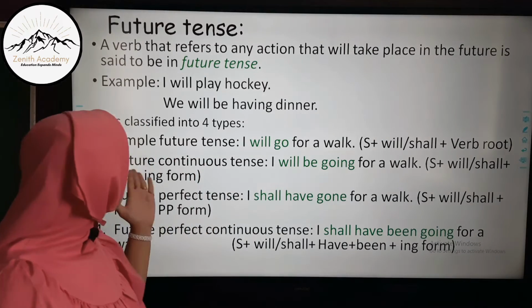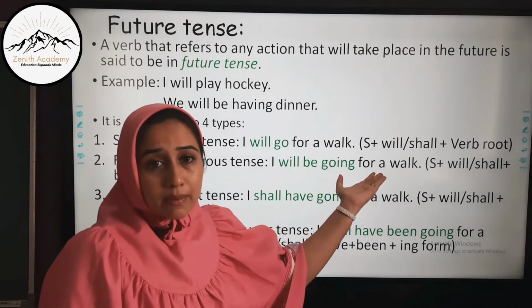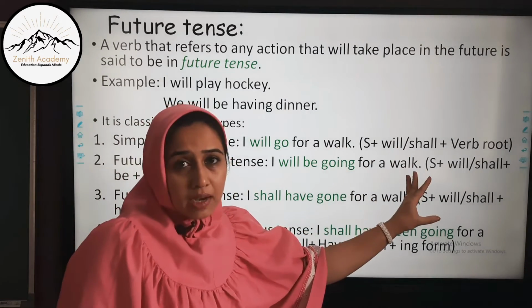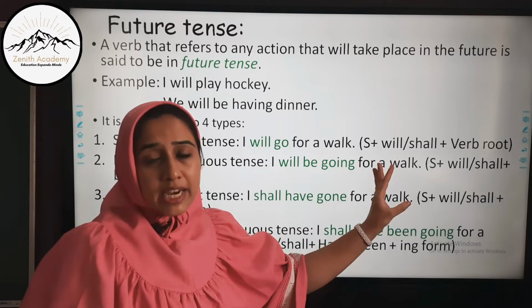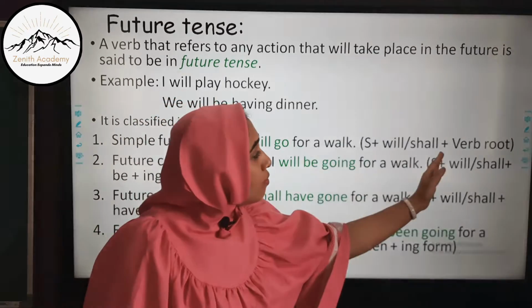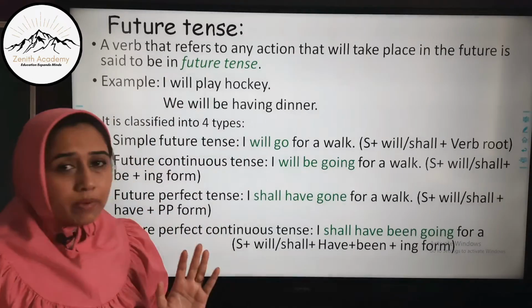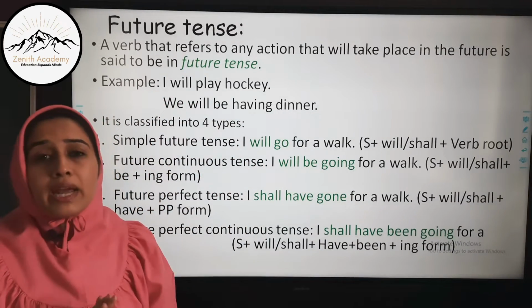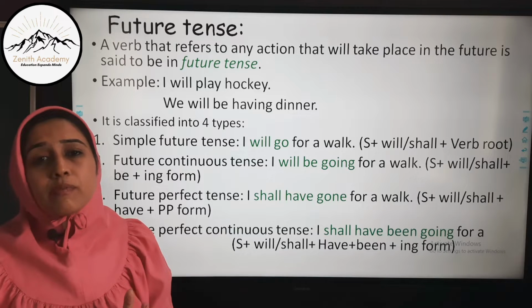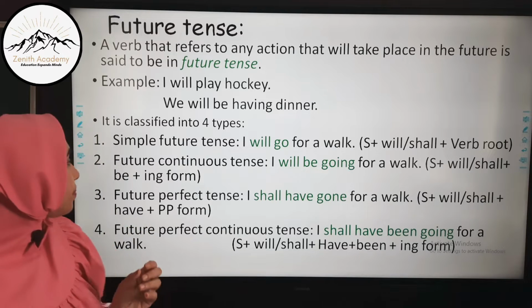So the formula for simple future tense will be subject, will or shall according to the kind of statement you want to deliver, and verb in the root form, meaning the normal verb "go" is used. You don't have to do any kind of transformation in the verb.